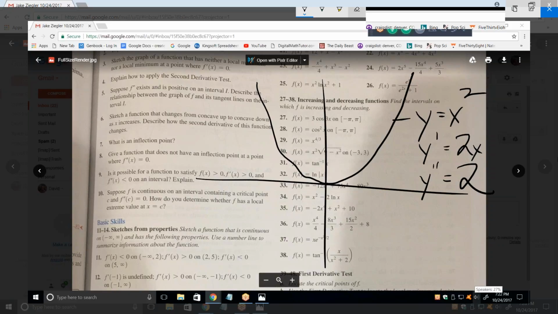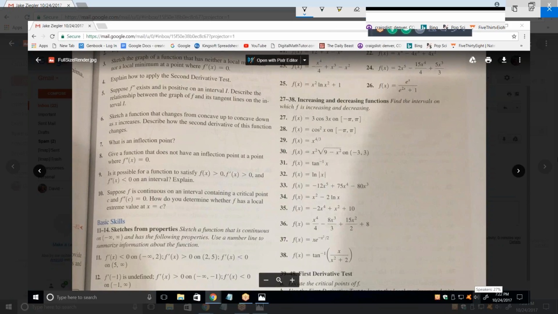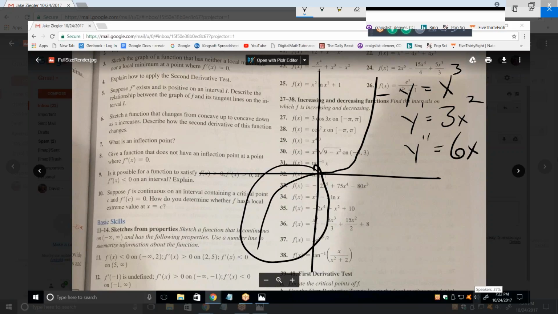Okay, let's take another function. A common function, the cubic function. y equals x cubed. What's the first derivative? 3x squared. Second derivative? 6x. And then there's a point where it passes through the x-axis, which is at 0. What's the concavity from that part? Negative. Down. So the second derivative is negative, right?